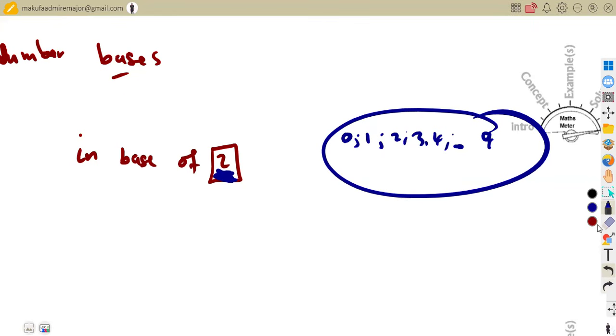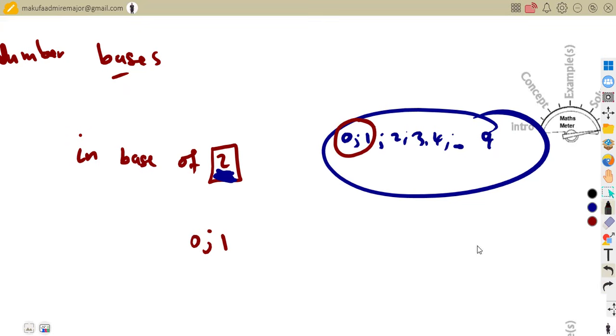In base of 2, the numbers are supposed to be less than the base. Meaning to say, the numbers that we expect to be in base of 2 are 0 and what? 0 and 1. These are the numbers that are found in base of 2. Only these two numbers. We cannot have any other number in base of 2 that is greater than that. It cannot be equal to 2. It cannot be greater than 2.